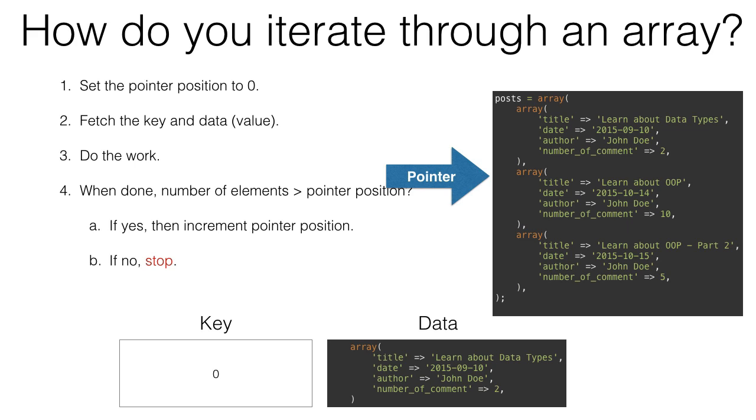Because watch what's going to happen. Ready? We're going to come down here. We're going to say, all right, now loop back around. Go to step number 2 and repeat. And it's just going to keep repeating until this conditional is no longer met. So the number of elements is not greater than the pointer's position. Then I'm going to stop.